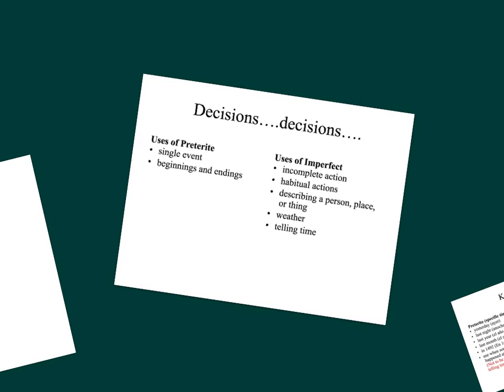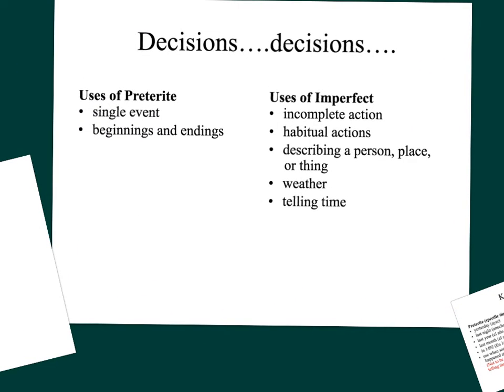So our decisions. When you want to use the preterite, you're usually talking about a single event, beginning or ending. When you want to use the imperfect, again, it's that idea of recurring action or ongoing action or an incompleted action. So using the imperfect, it's for incomplete actions, something that was happening when something else interrupted it. A habitual action, that idea of something I used to do. Or when you're describing a person, a place, or a thing, the weather, or telling time. Again, all these things are sort of ongoing or background information.